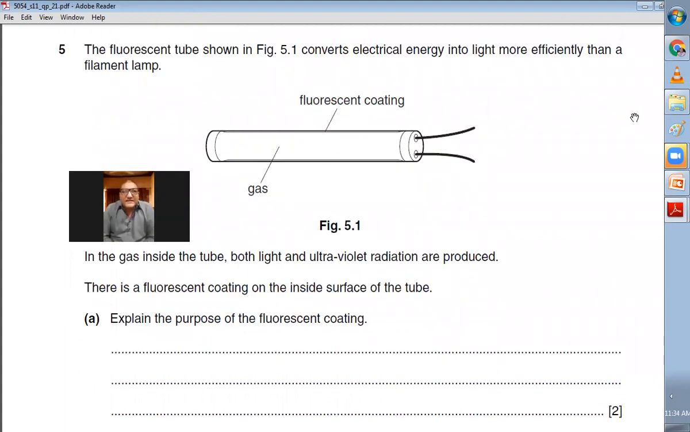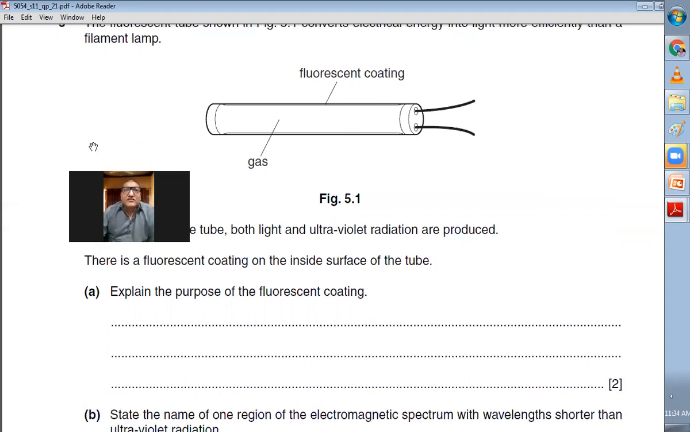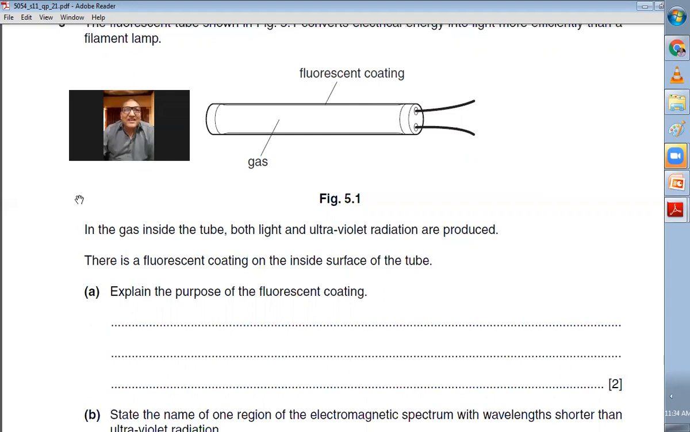It says the fluorescent tube shown in figure 5.1 converts electric energy into light more efficiently than a filament lamp. The gas inside the tube produces both light and ultraviolet radiation. There is a fluorescent coating on the inside surface of the tube. Explain the purpose of this fluorescent coating. If you have ever by chance broken these fluorescent tubes, you will find a white coating on their walls. That's the fluorescent coating.